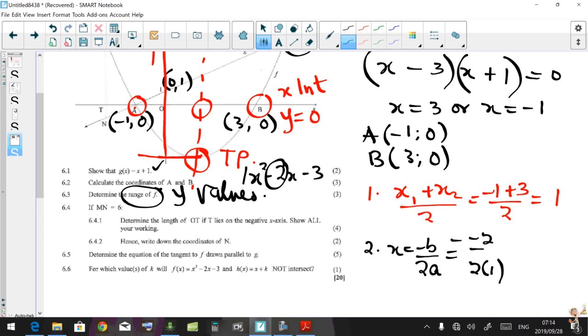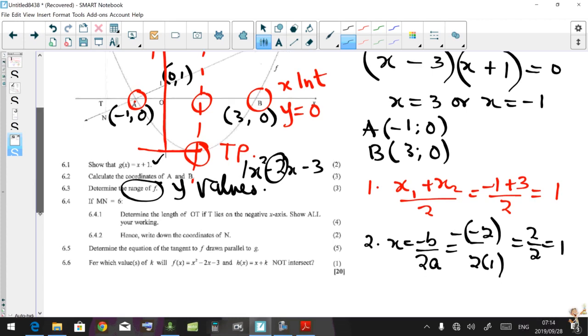Remember now this is negative and that's our b, which gives us what? 2 over 2, which gives us what? 1. Alright.